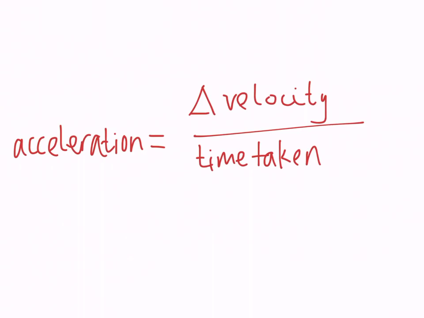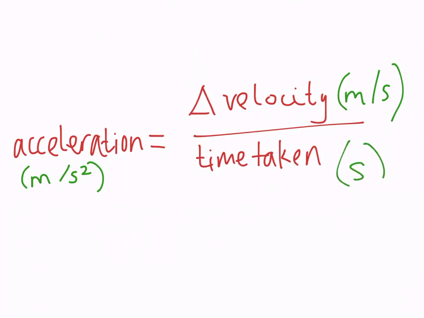Now we'll quickly look at the units. Acceleration is measured in meters per second squared. Velocity is measured in meters per second. Time taken is measured in seconds.